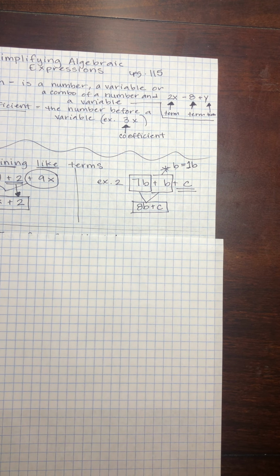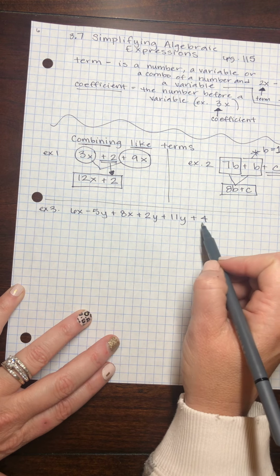Okay, combining like terms. I'm not sure if you're going to have one like this, but this is a challenge question for you, because I know you are smart enough. You're definitely capable. In this case, I've got x's and y's, and here's a number all by itself.